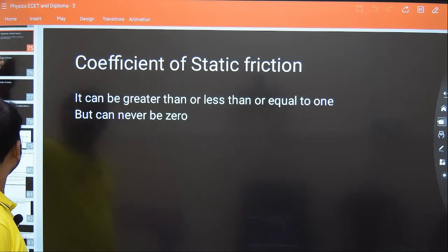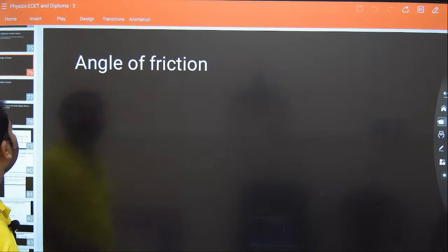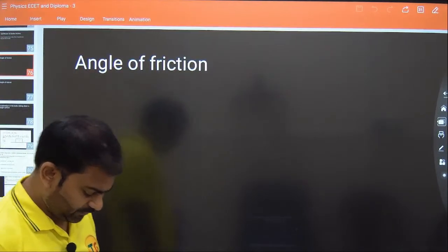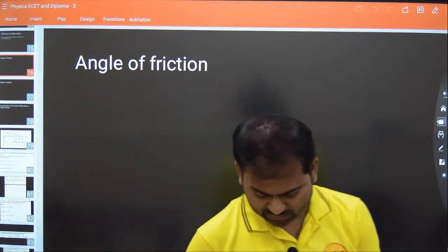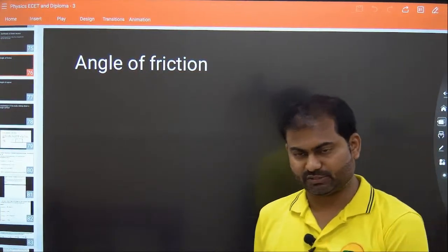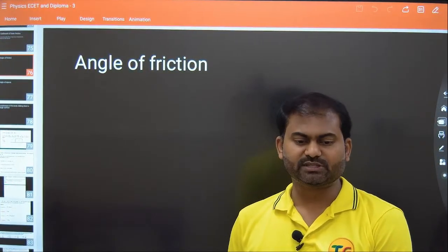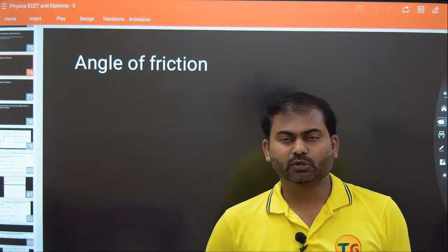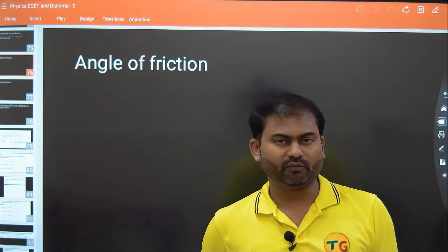Okay, so we'll look into the last few topics before entering into the numericals here. In the numericals you will see the various applications, various ways in which questions can be asked on this. Okay, so the first one is angle of friction.